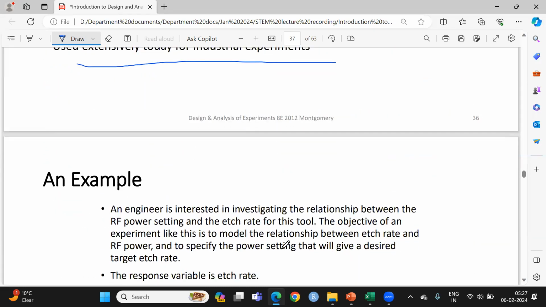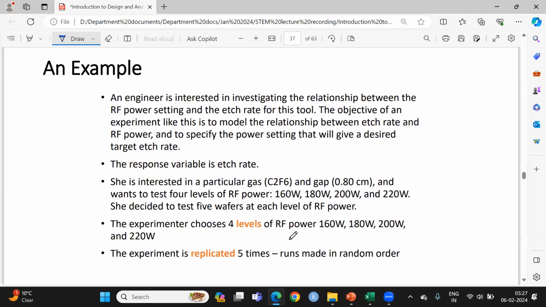The objective is clear, that we want to do the testing of mean, but the thing is that we have more than two groups, and we have an assumption that our data set follows a normal distribution and has equal variance, although those variances are unknown to us, but they are equal. So there is one example in which an engineer is interested in investigating the relationship between the RF power setting and the etch rate of this tool. The objective of the experiment is to model the relationship between etch rate and RF power, and to specify the power setting that will give a desired target etch rate.